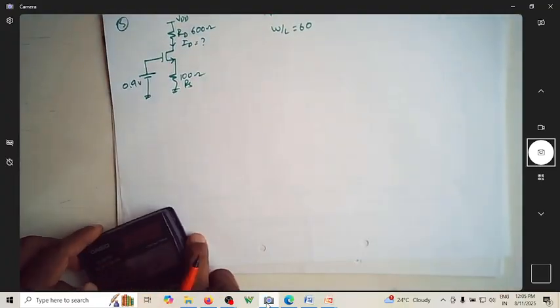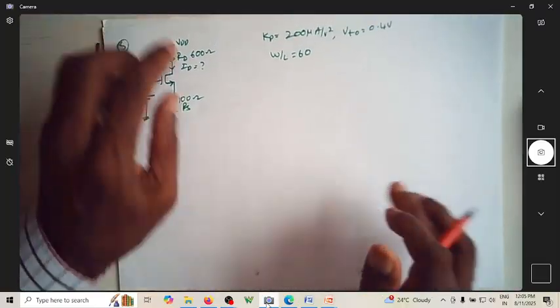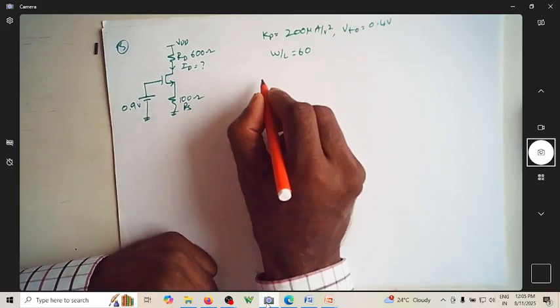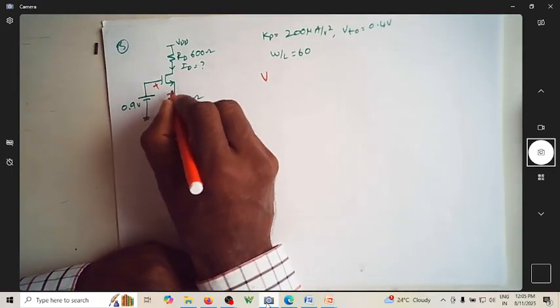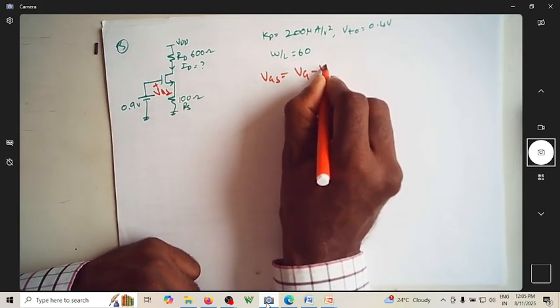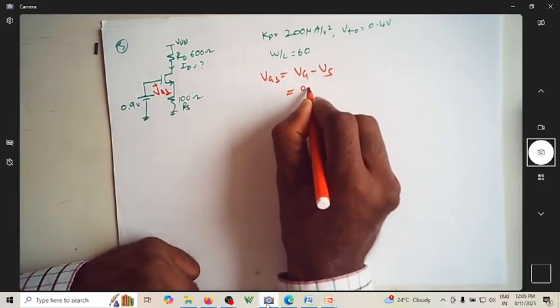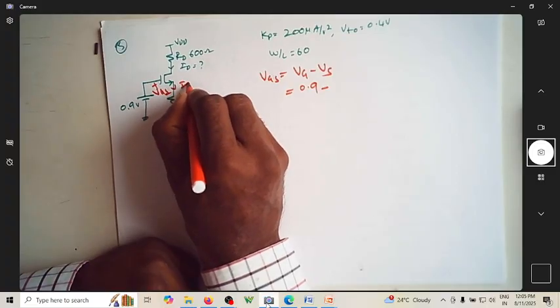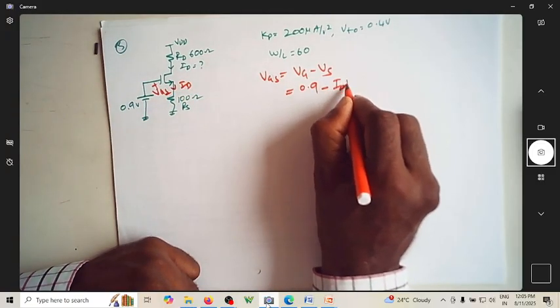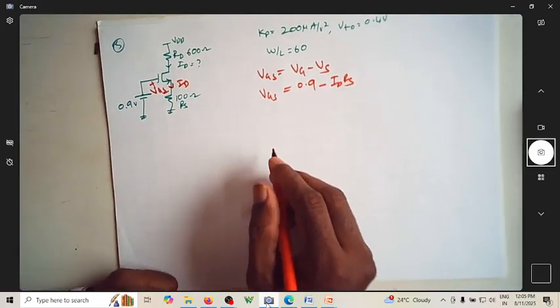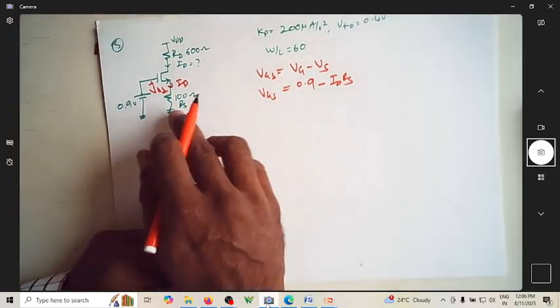Okay, now let us see this. Now there is a source resistor. Now this is VGS. VGS is nothing but VG minus VS. So what is VG? 0.9. What is VS? The same ID flows here. It is ID into RS. So this is VGS. Of course, RS we know as 100 ohm.